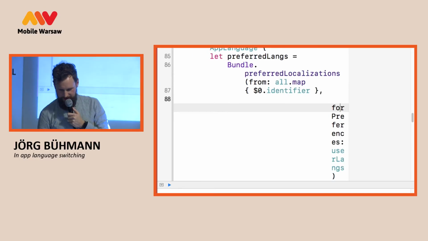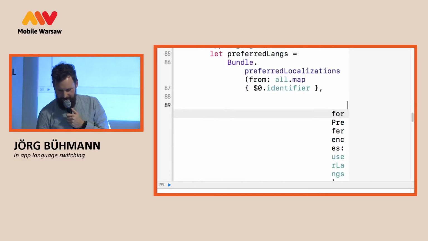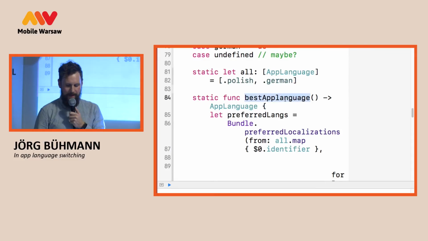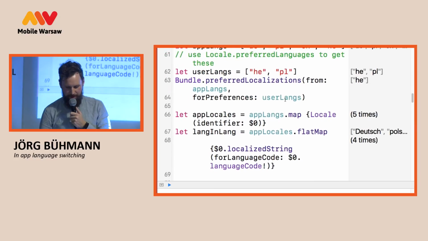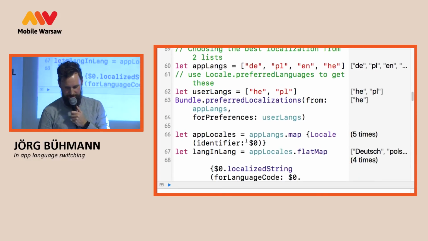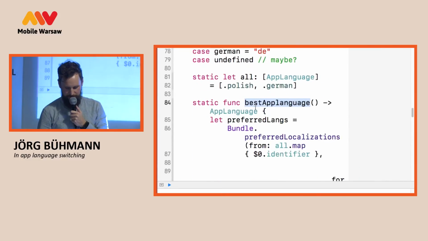Let's see if this indents a bit better. No, it only gets worse. But this is basically the same thing. That tries to guess the best language, just using the same thing we did here before. Basically, you have two lists, and you pick the best one. Ask the system to pick the best one. You don't have to do anything on your own. Just call preferred localizations.